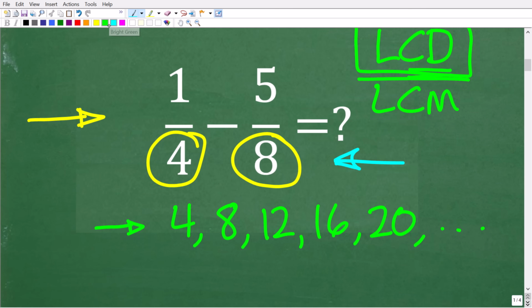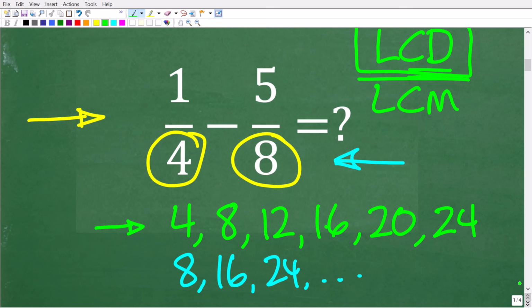Now let's take a look at multiples of 8. 8 times 1 is 8. 8 times 2 is 16. 8 times 3 is 24, etc. Now let's go back to this 4 here one more time. We have 4 times 5, which is 20. And 4 times 6 is 24.